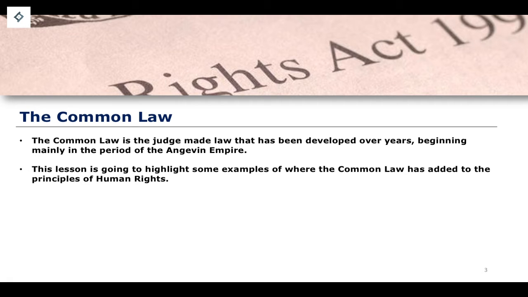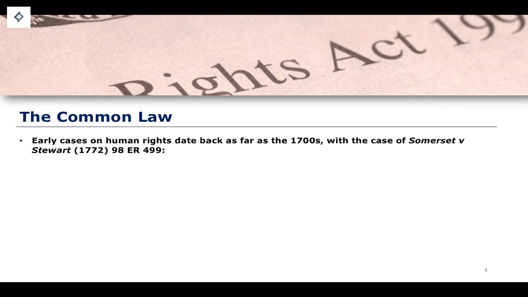Now, essentially, we're going to talk about some highlighted examples where the common law has added to principles of human rights without reference to the Human Rights Act. So when we talk about the Human Rights Act in future lessons, when we talk about provisions like the right to life and the right to family life, and privacy and things like that, we're going to talk about the provisions that are established by the Human Rights Act. But we're going to also talk about the ways in which the common law has taken those provisions and developed them through various case judgments. But these are examples of common law applications of human rights which do not pertain specifically to the Human Rights Act in any great detail.